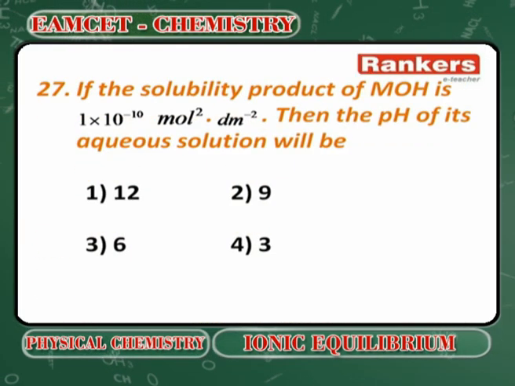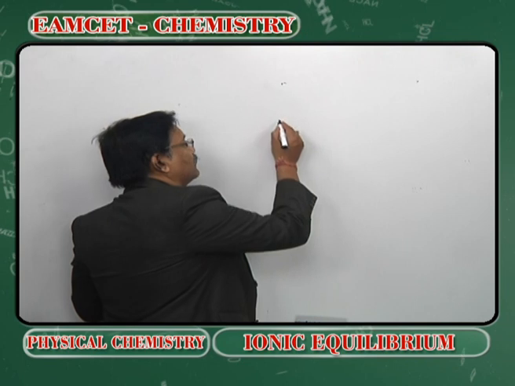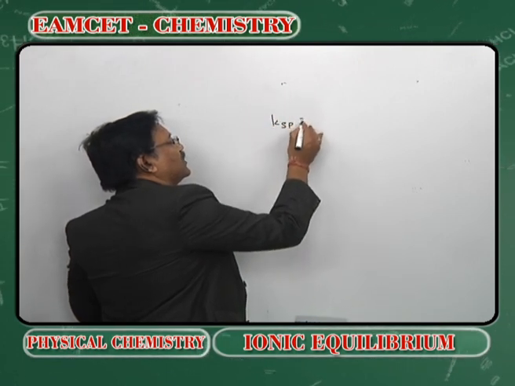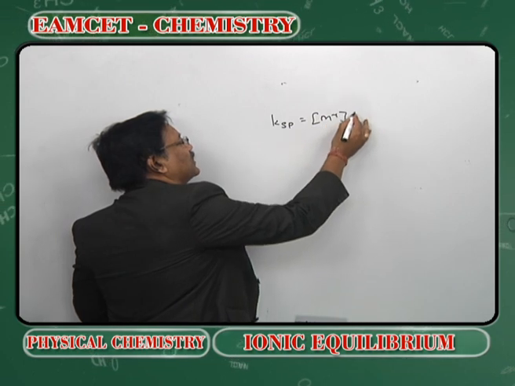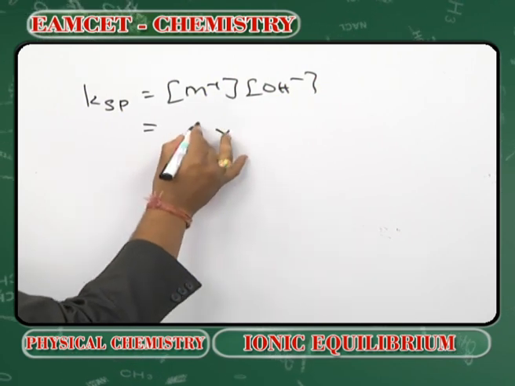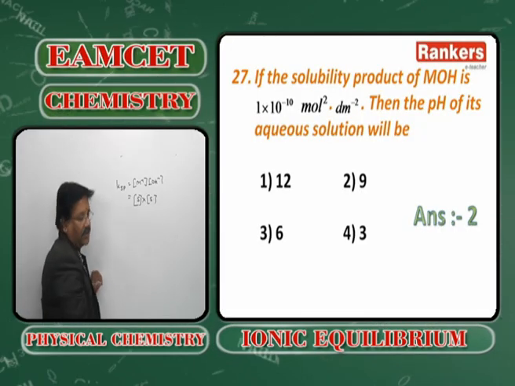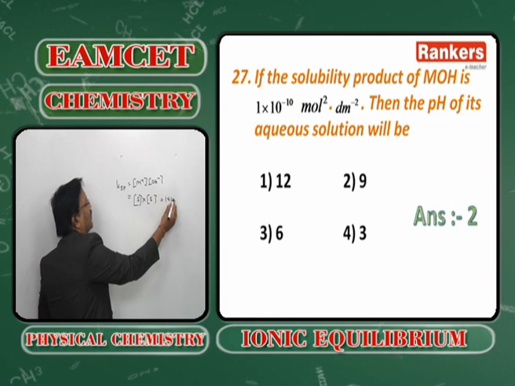Next, the solubility product is 1 into 10 to the power of minus 10. Then what is the pH of its aqueous solution? Since the given salt is a base, we first get the pOH. From pOH we can get the pH value. What is the Ksp expression for MOH? M plus into OH minus, which is equal to S into S, which is equal to 1 into 10 to the power of minus 10.